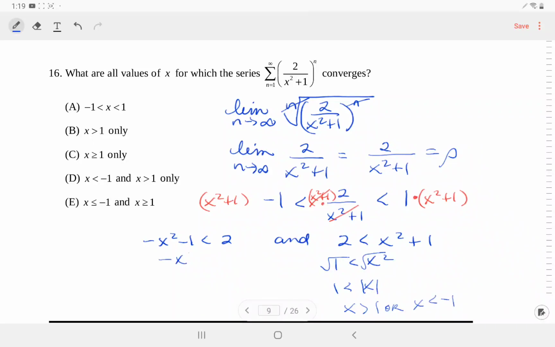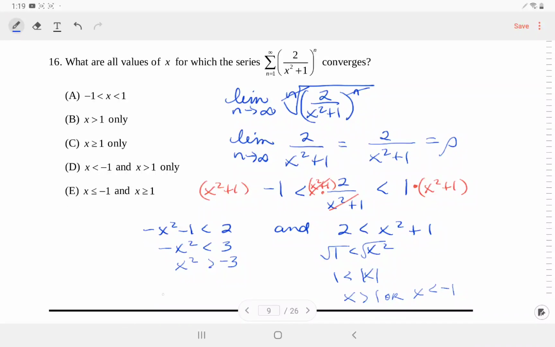This one, negative x squared is less than 3. Divide by negative, x squared is greater than negative 3. Yeah, that's always true. X squared is always greater than negative 3. But this is an and, I also need this to be true. And then I need to check the endpoints. It's very odd. I have to check the endpoints to see if they work.